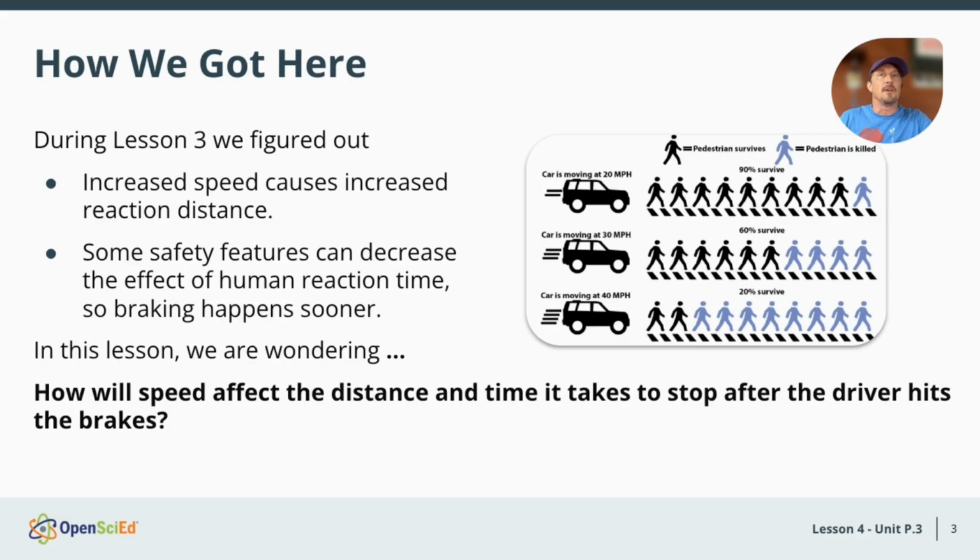First, how we got here. In lesson 3, we figure out that increasing speed causes increased reaction distance, and some safety features can decrease the effect of human reaction time, so braking happens sooner. But we're wondering, how will speed affect the distance and time it takes to actually stop after the driver hits the brake? We haven't actually been looking at that in detail yet.